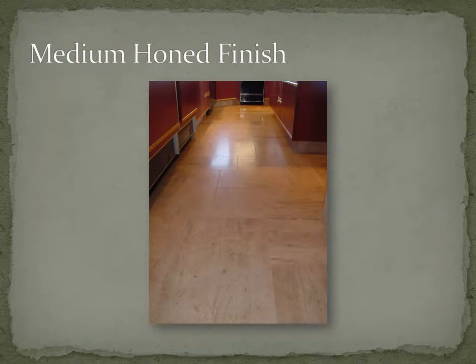Okay, this is what I call a medium honed finish. This is a Beaumarnais limestone that is pretty porous. If you really got down to look at it closely, with a microscope or a magnifying glass, you'll see a bunch of really fine voids in the stone. So if you really tried to polish this, it would still have a satin sheen, because the pores aren't really closed on the stone itself.